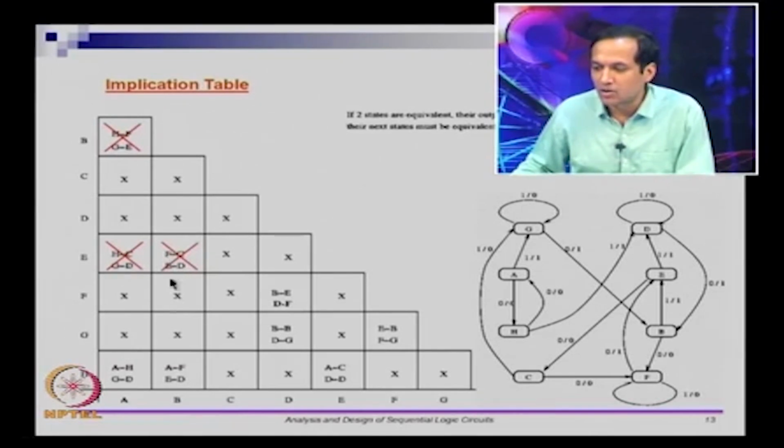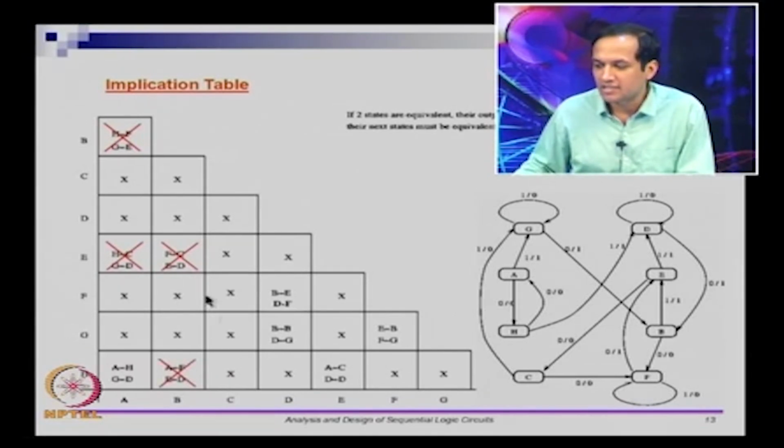The next column I look at, I am trying to see whether E and B could be equivalent. For E to be equivalent to B, F should be equivalent to C. So let me look at F comma C. So F comma C is a cross, so that is not true. Then if I want H to be equivalent to B, then A should be equivalent to F, which we already know is not true. So this is not possible also.